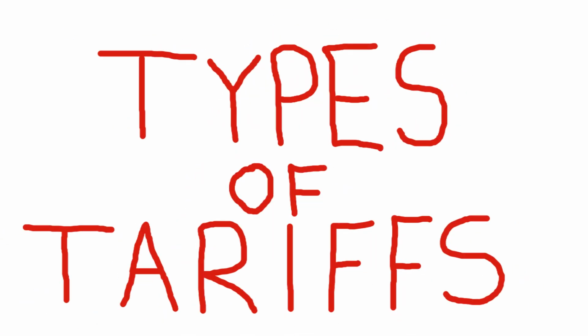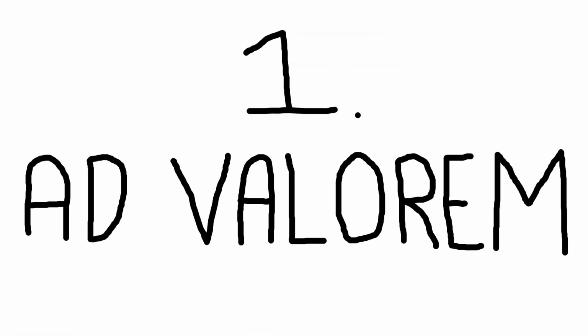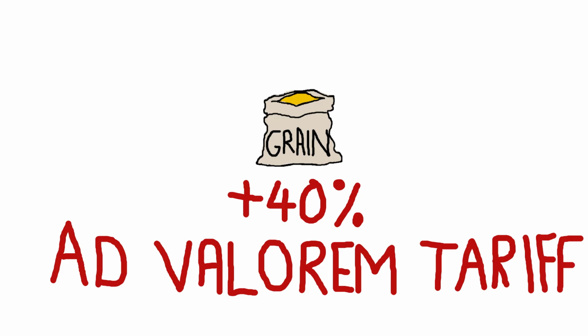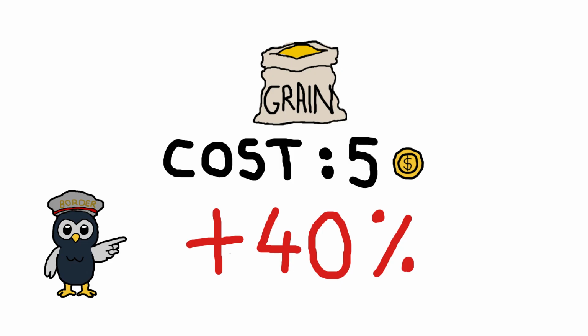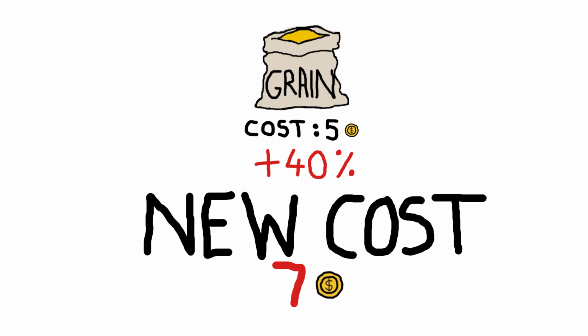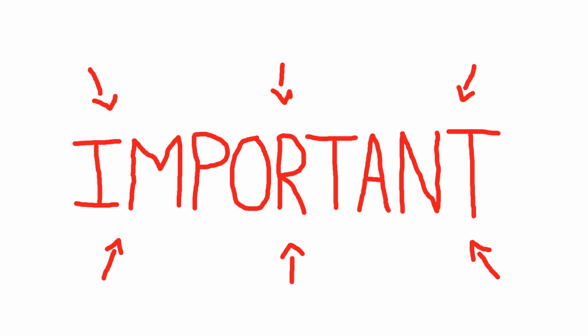Now the types. First, an ad valorem tariff, a percentage of the goods' value. If owl grain costs 5 coins, the border owl collects a 40% ad valorem tariff, or 2 coins. The new cost for owl grain is 7 coins. Remember, the tariff is paid by the owl importer, not by the seller.